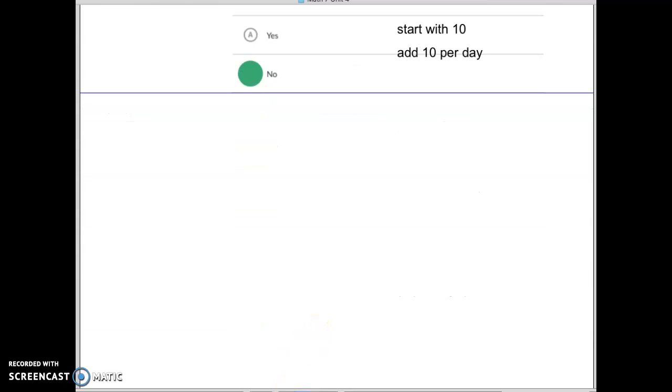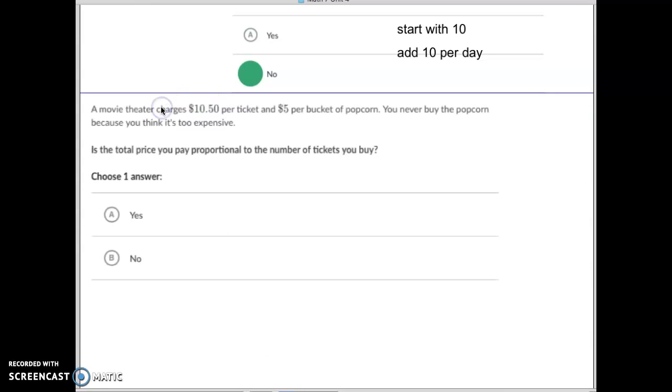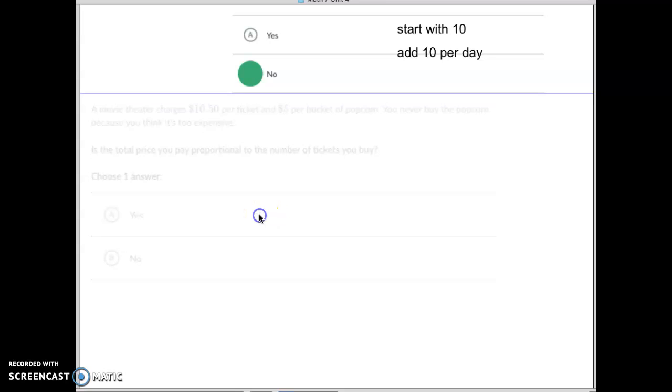Hold on, we got to find some that are proportional here. So let's try this again. A movie theater charges $10.50 per ticket and $5 per popcorn. You never buy the popcorn because it's too expensive, okay? So if you don't go to the movie, how much is it going to cost you? It's going to cost you 0, right?